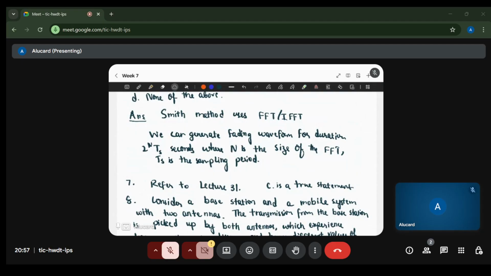For question 7, you have to refer to lecture 31. I can give you a hint. C is a true statement, but you also have to check the other statements.